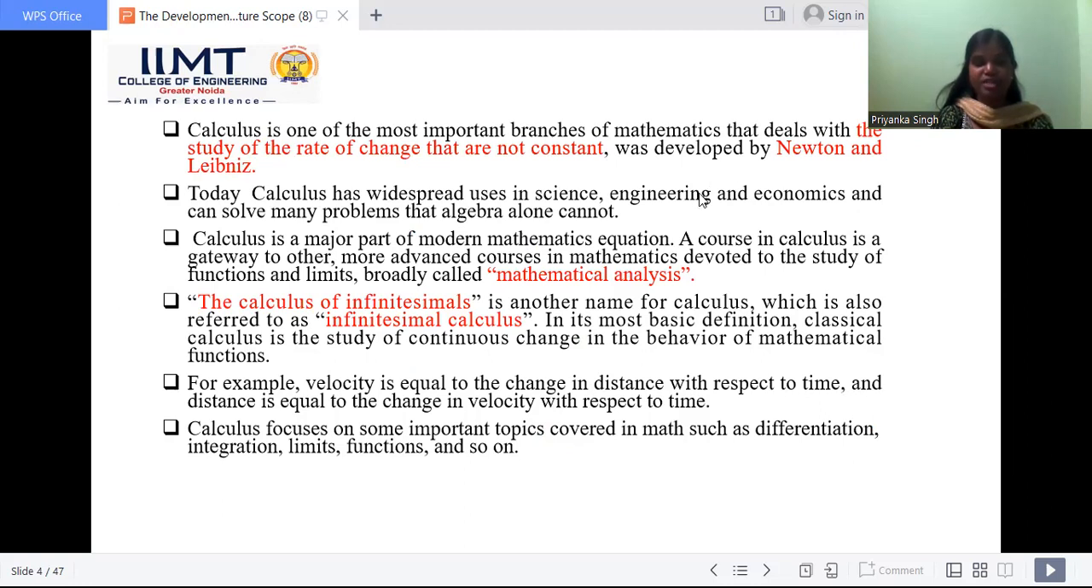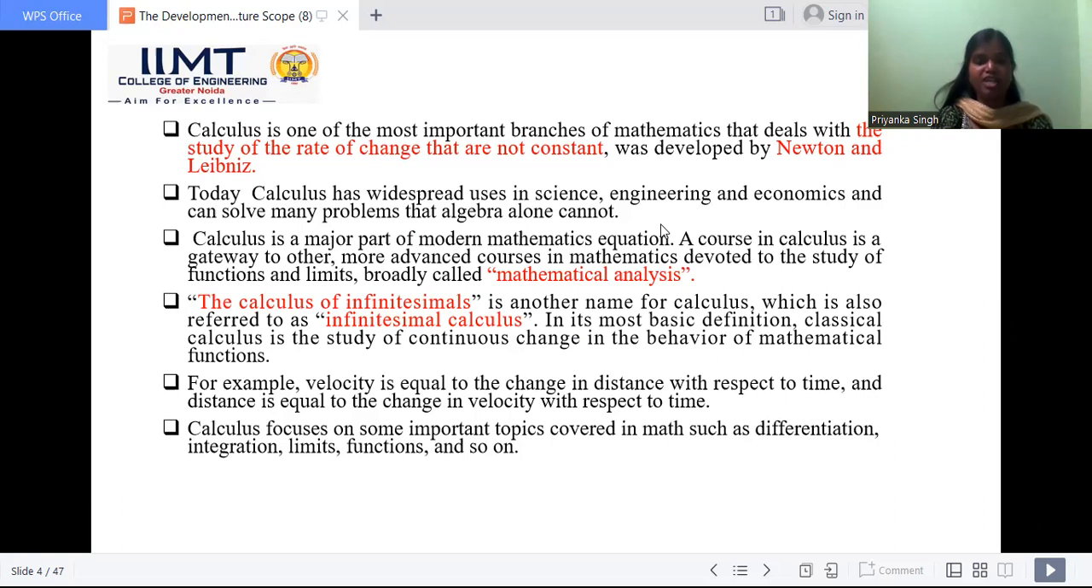Today, calculus has widespread uses in science, engineering, and economics and can solve many problems that algebra alone cannot. Calculus is a major part of modern mathematics. A course in calculus is a gateway to other, more advanced courses in mathematics devoted to the study of functions and limits, broadly called mathematical analysis. The calculus of infinitesimals is another name for calculus, which is also referred to as infinitesimal calculus. In its most basic definition, classical calculus is the study of continuous change in the behavior of a mathematical function.